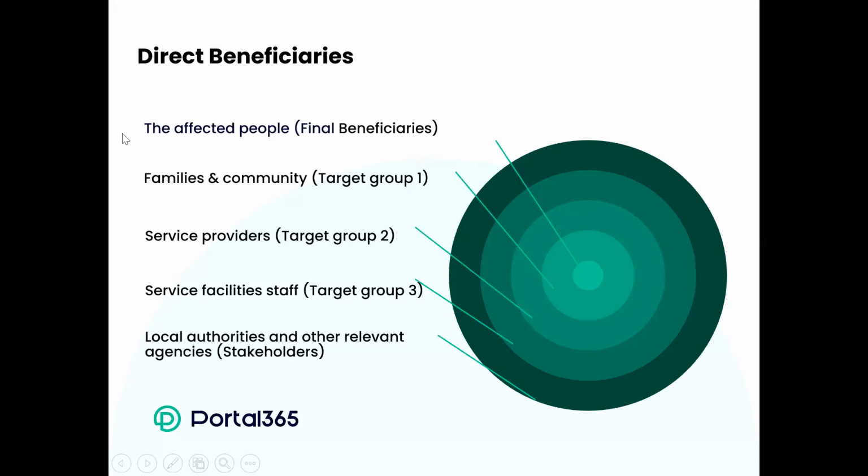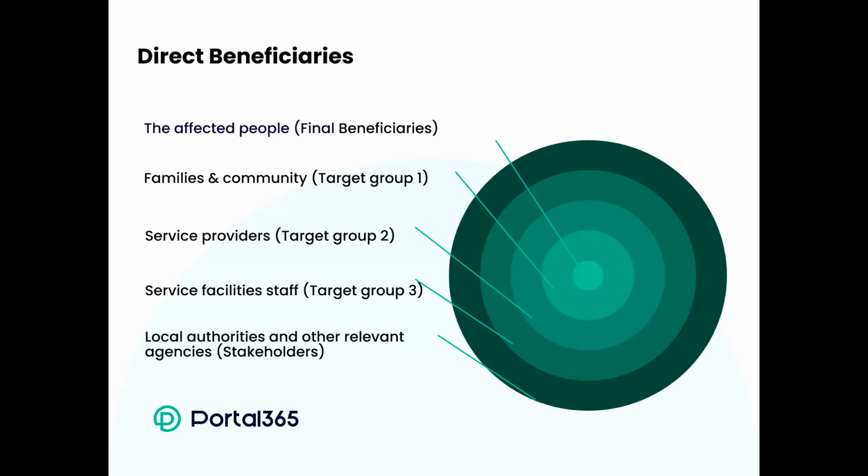In general, the direct beneficiaries will be the people that receive the service or activities. So they are the final. And these people, if they have attended awareness activities, if the service providers were receiving training, if the service facilities staff received tools or trainings, also the local authorities, if they attended workshops, or if we met them and we conducted many meetings with them, then all of them will be direct beneficiaries.